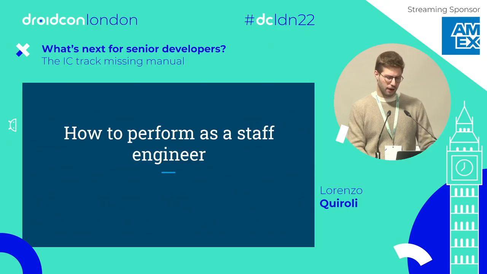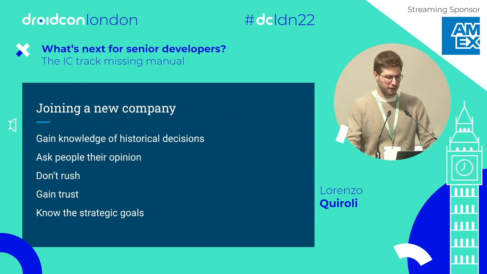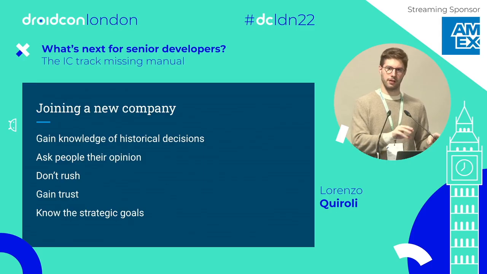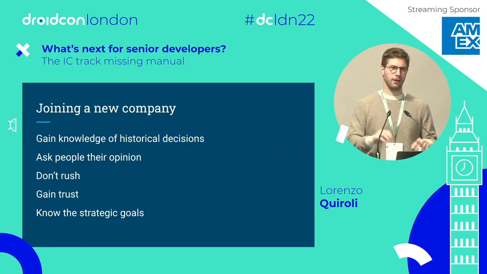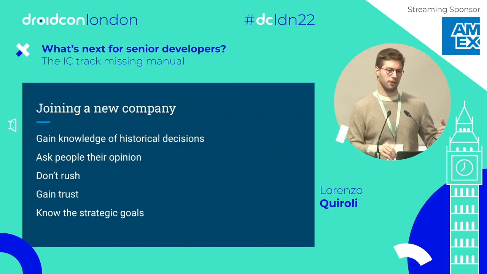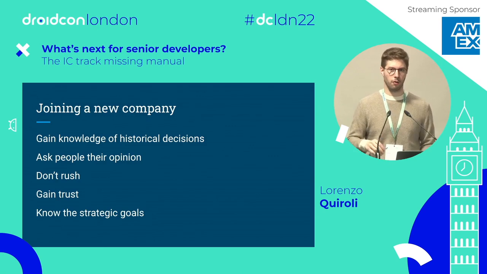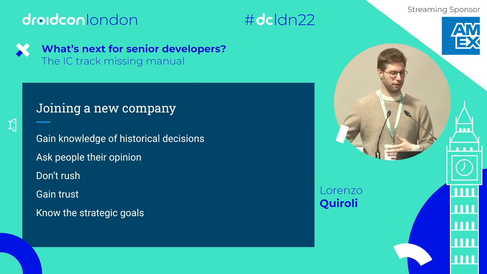And finally, how do you actually perform as a staff engineer? Well, if you have joined a new company, my advice is, I know that impact is requested from you, but most likely you won't be able to have immediate impact. So take it easy, don't rush any decision too much, and don't think that being a staff engineer means you are the smartest person in the room. Don't join a new company and think, oh, I can change everything.